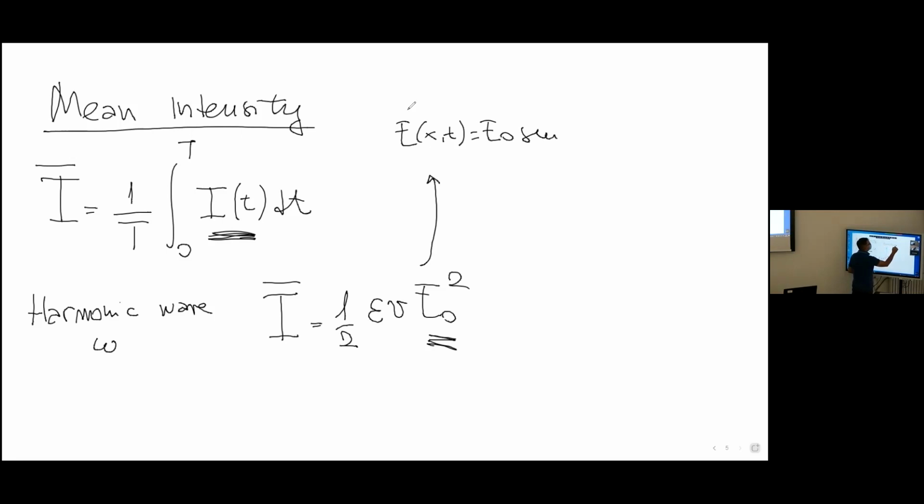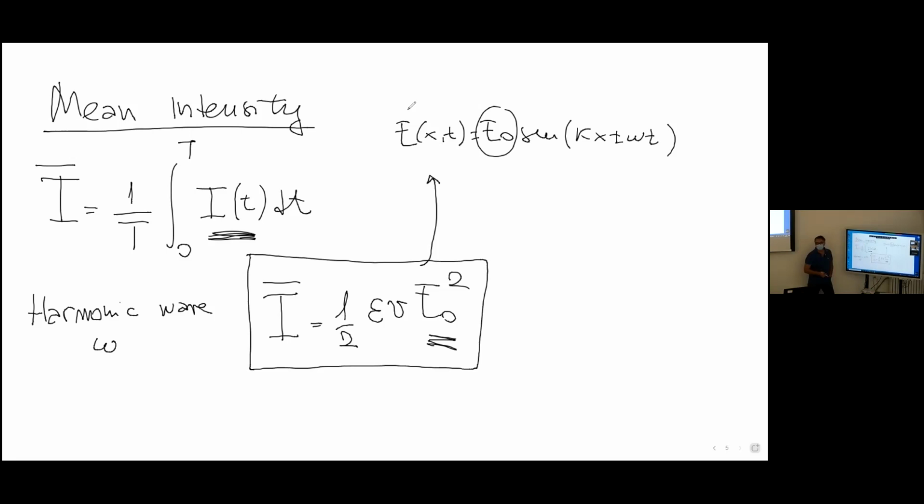The quantity that you get here is the amplitude, okay? And this one half factor comes from the averaging in time of the sine square function. So this is the average intensity that you get in an electromagnetic wave.